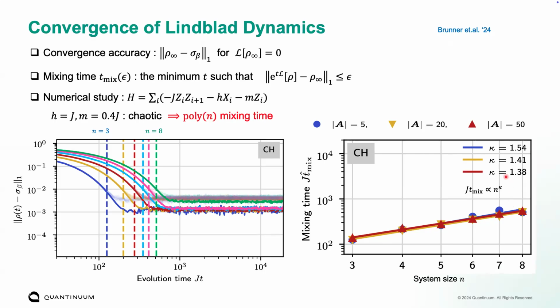And then this kappa. We fit this data by mixing time equals some prefactor times n to the power of kappa. So kappa is how the mixing time depends on system size. Roughly speaking, for all these numbers of jump operators, we observe polynomial dependence of the mixing time. Kappa is roughly 1.5. So at least for this system, we indeed see polynomial dependence.